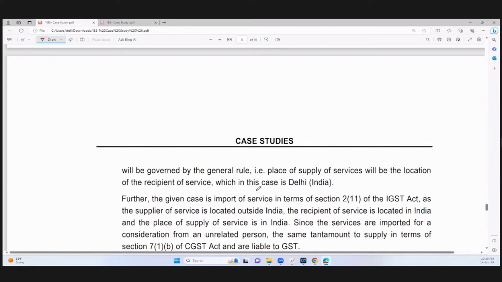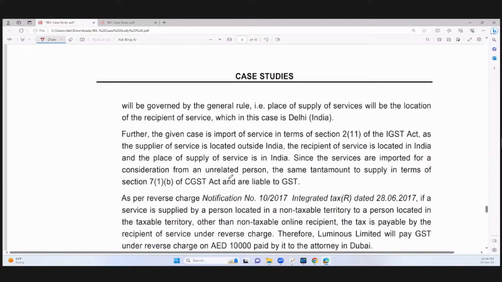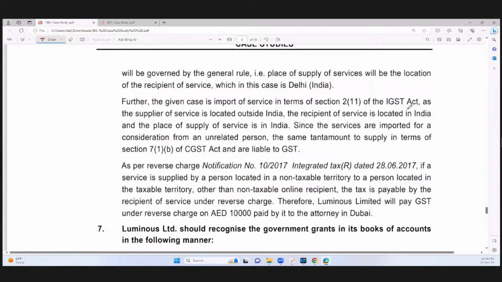Further, the given case is import of service in terms of section 2(11) and clause 11 of section 2 of the IGST Act. As the supplier of service is located outside India, recipient of service is located in India, and the place of supply is in India. Since the services are imported for a consideration from an unrelated person, the same tantamounts to supply in terms of section 7(1)(b), students. Import of service for a consideration, whether or not in the course or furtherance of business.